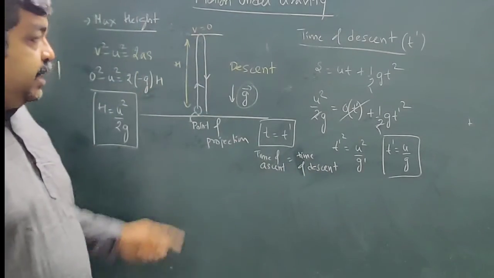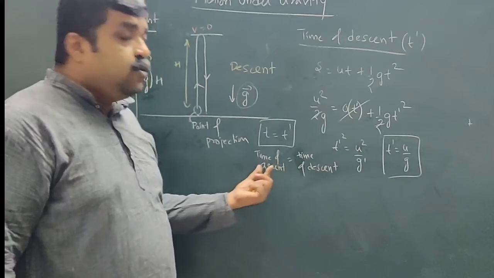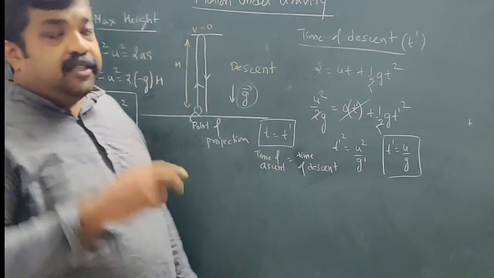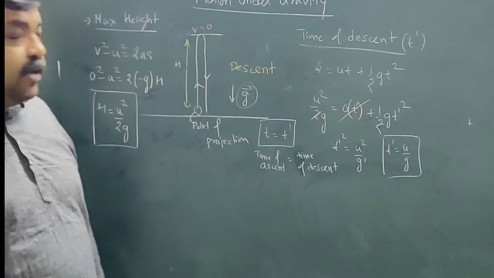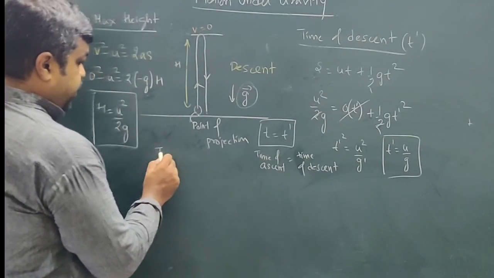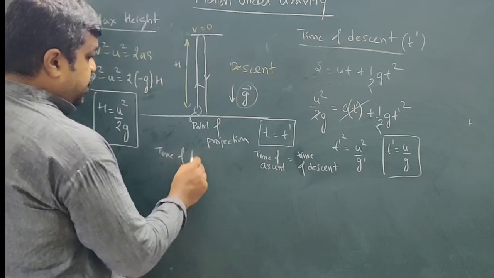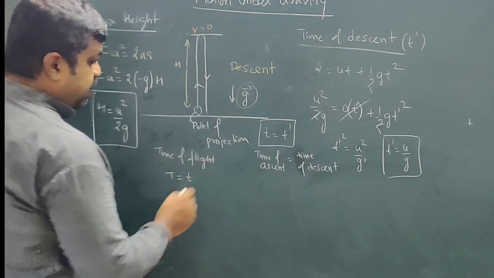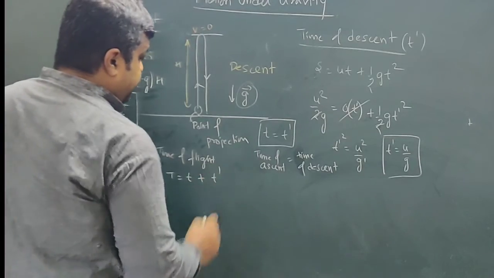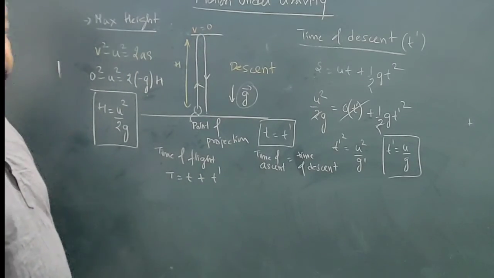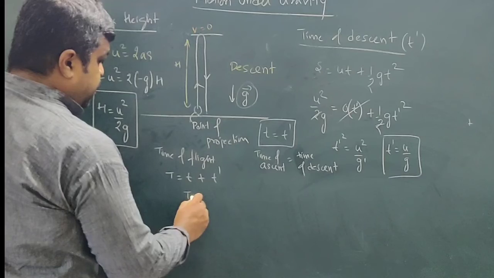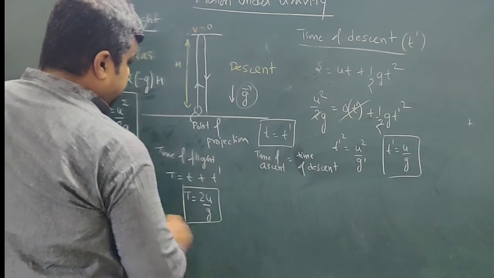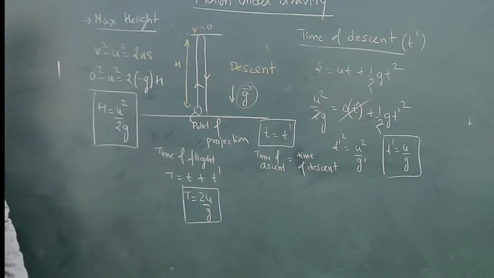And the sum of these two times is called time of flight, that is the time in which the object is in air. So time of flight, capital T, is equal to time of ascent plus time of descent, t + t'. If you add this, you get T = 2u/g. This is the expression for time of flight.